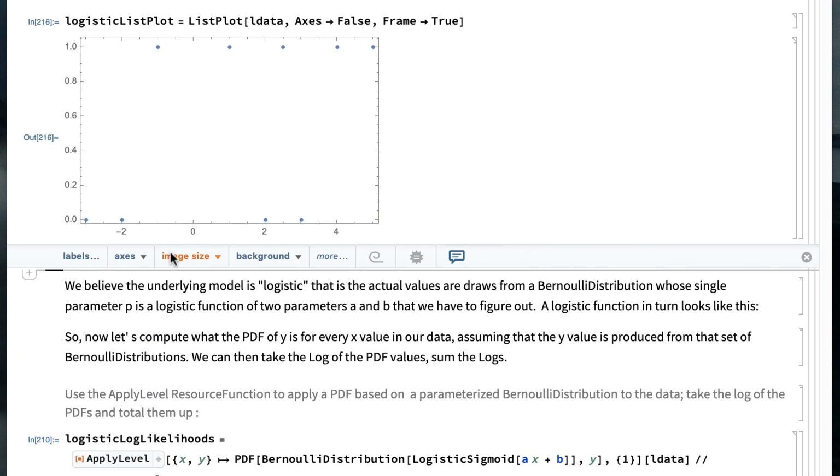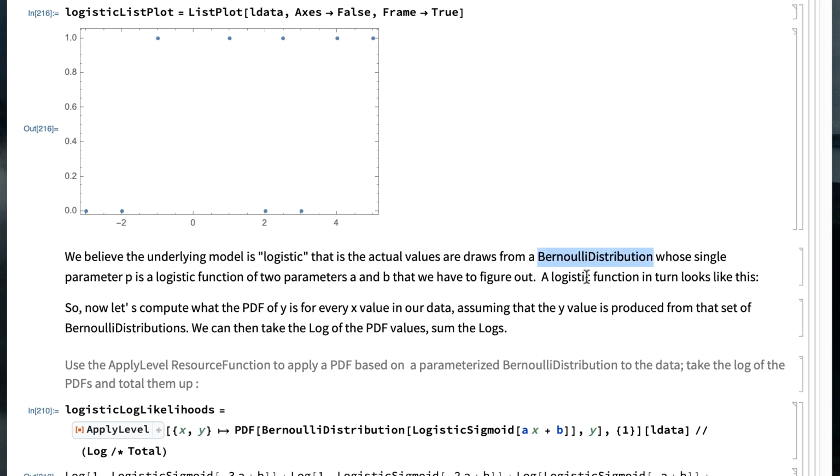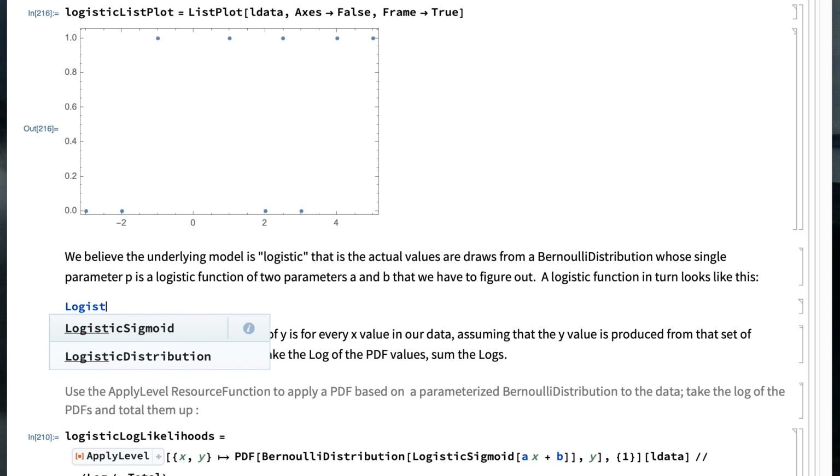There's our data. And we believe that the underlying model is logistic. That is, the actual values, 0 or 1, are draws from a Bernoulli distribution. You remember that's our coin flip, whose single parameter p is actually a function of two parameters, a and b, that we have to figure out. And just so you understand what the logistic function looks like, I think I've talked about the logistic sigmoid before, but here we go.